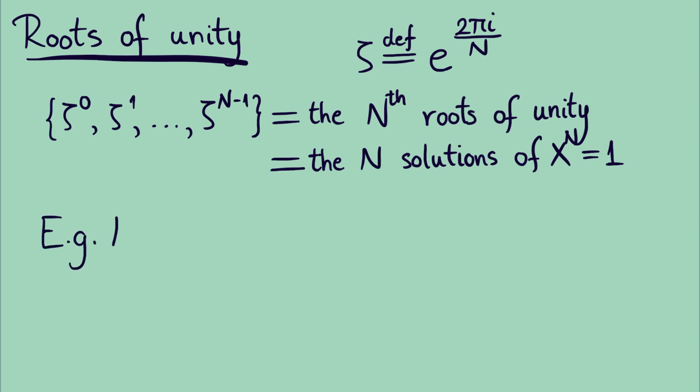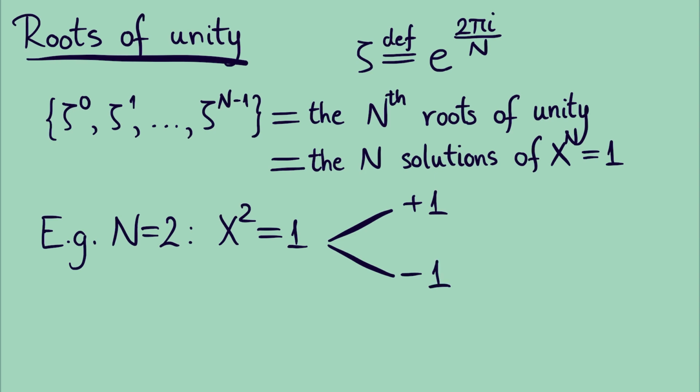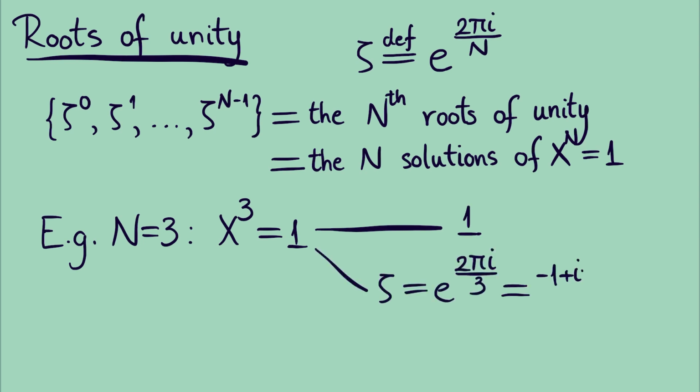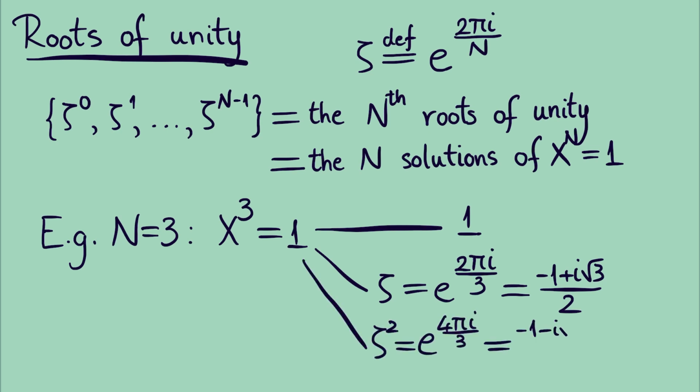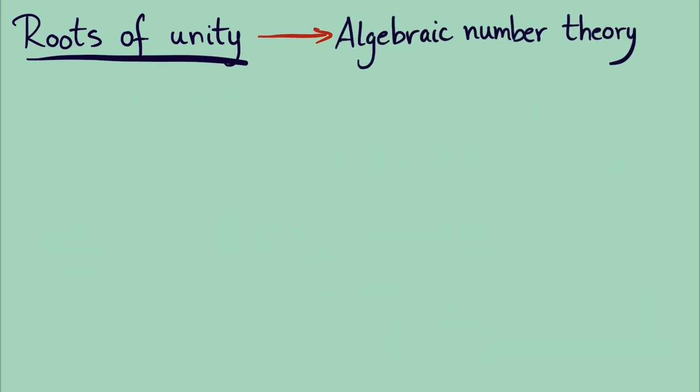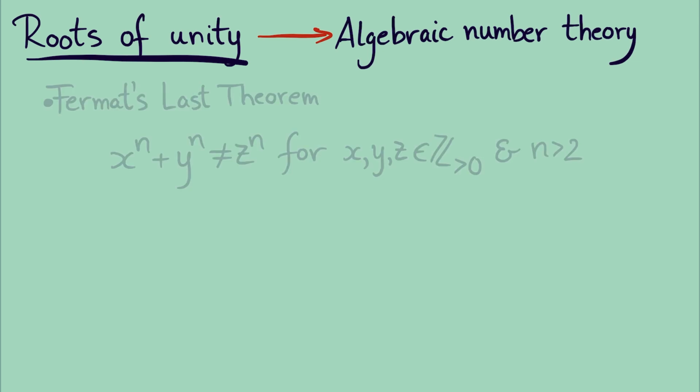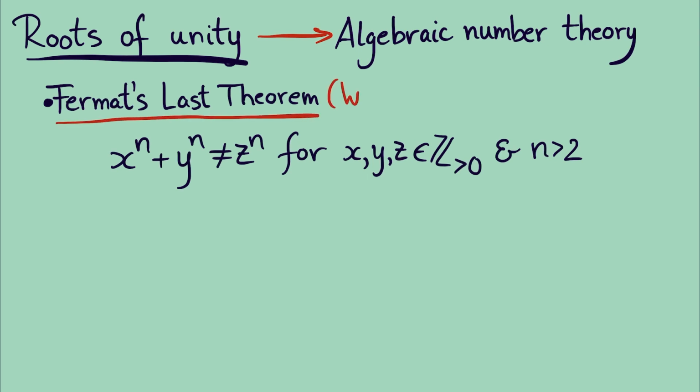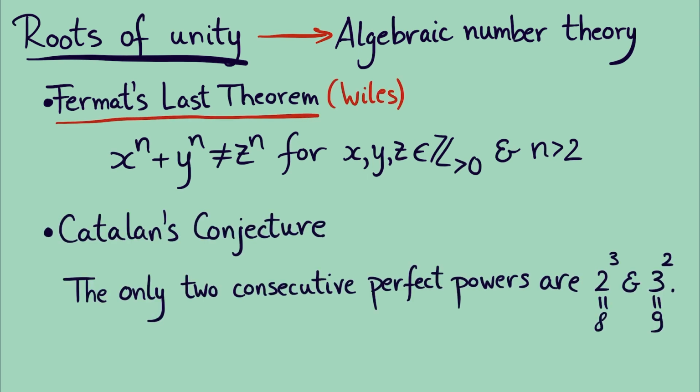For example, if n is 2, then the two square roots of 1 are 1 and minus 1. If n is 3, the only real third root of 1 is 1, since minus 1 to the third is minus 1. But over the complex numbers, there are two other roots, zeta and zeta squared. The roots of unity are useful in many areas of mathematics, especially in algebraic number theory, where they played a crucial role in the history and proofs of famous theorems such as Fermat's last theorem, proved by Andrew Wiles, and Catalan's conjecture, proved by Preda-Mihailescu.